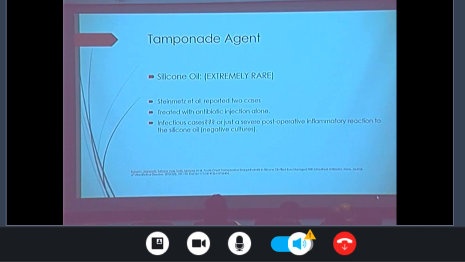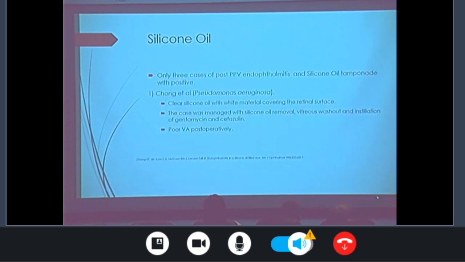However, there is doubt as to whether these cases were infectious or just a severe inflammatory reaction to the silicone oil, because one of these cases didn't have samples sent for culture, so it was never proven to be an infectious case, and the other just had an aqueous sample sent for culture and it came back negative. This doesn't mean that it is not infectious, but it doesn't confirm it either. So his cases, we will not consider as in fact positive for culture. Now, only 3 cases of post-vitrectomy endophthalmitis with positive culture under silicone oil have been reported.